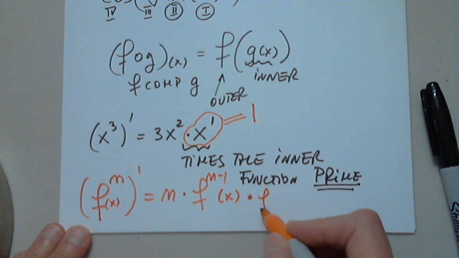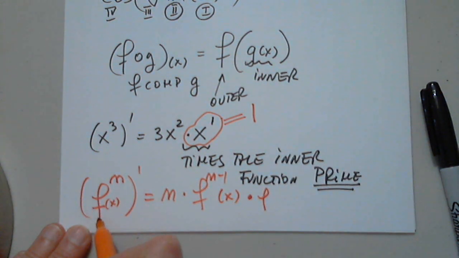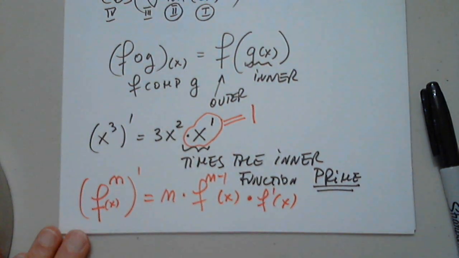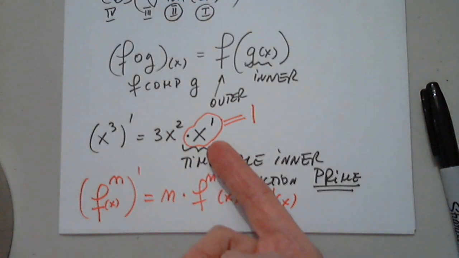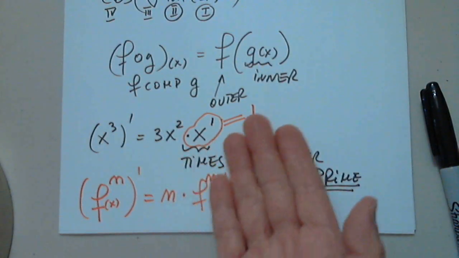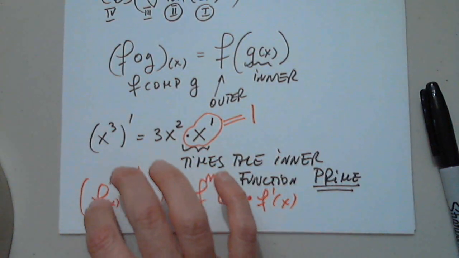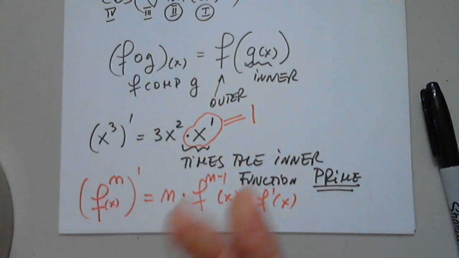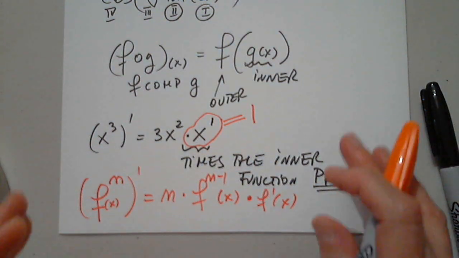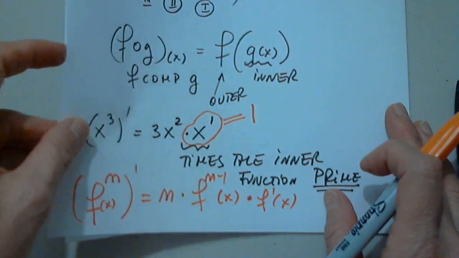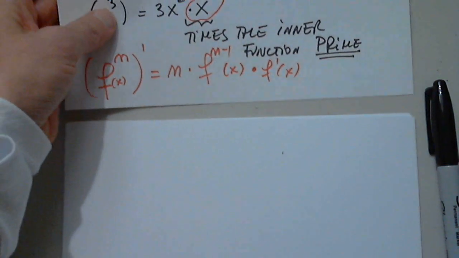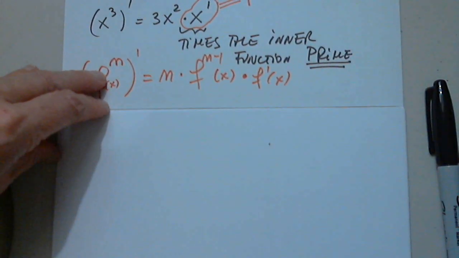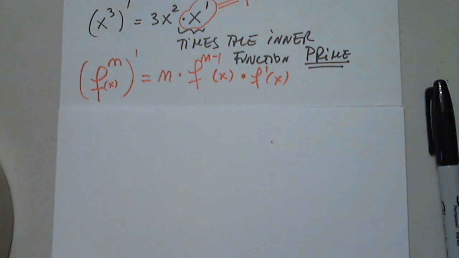X prime or 1? The inner function prime. Exactly. There is no reason to write x prime because we know it's 1. This is no longer x. This is a function of x. It can be natural log x, it can be e to the x, it can be anything. Right? So, let's apply this quickly in a couple of examples, and then we'll look at the other one.